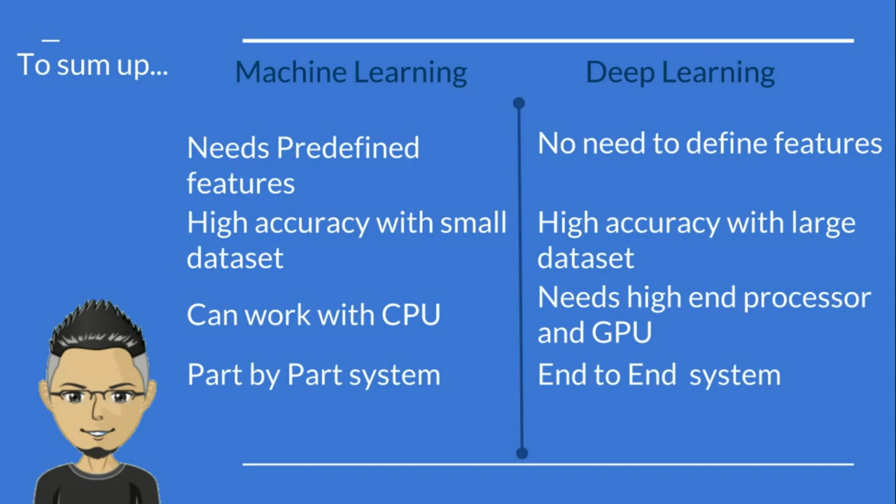Machine learning is known as a part-by-part system, while deep learning is an end-to-end system. Machine learning takes very little time to learn, while deep learning takes much more time to learn. So, choose your engine wisely, that is, according to the requirement and the resource availability.